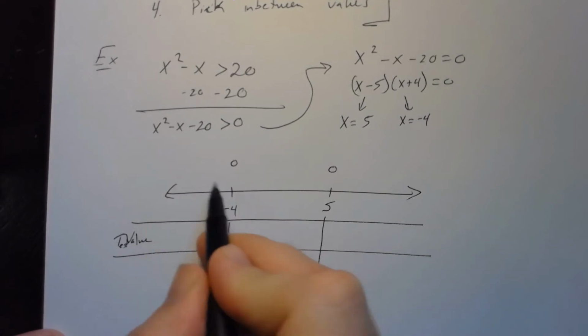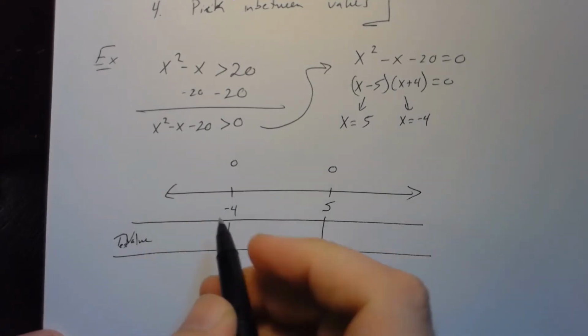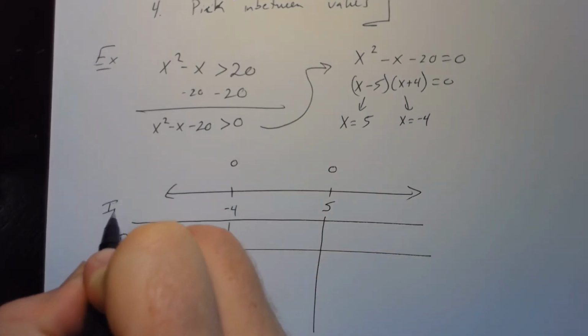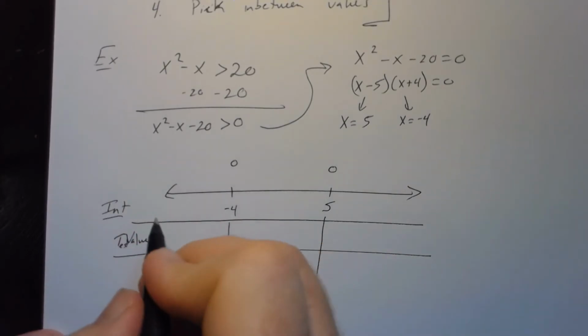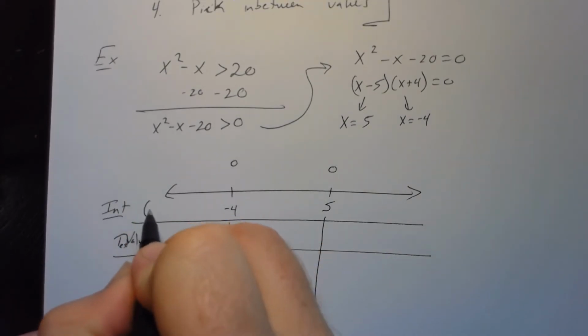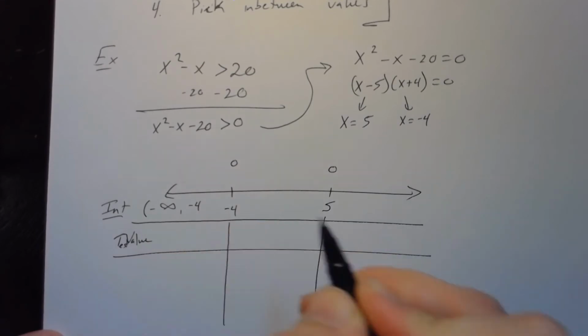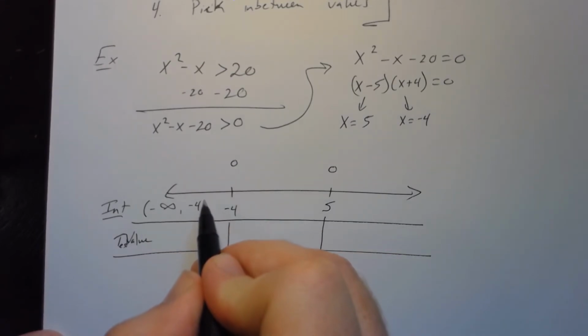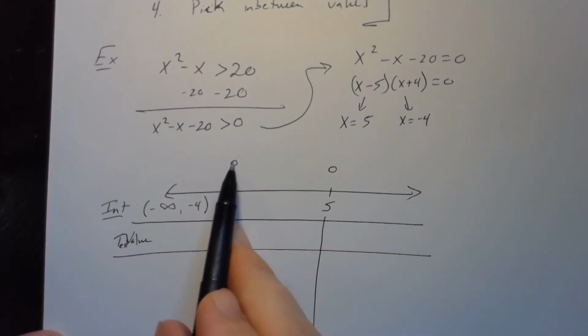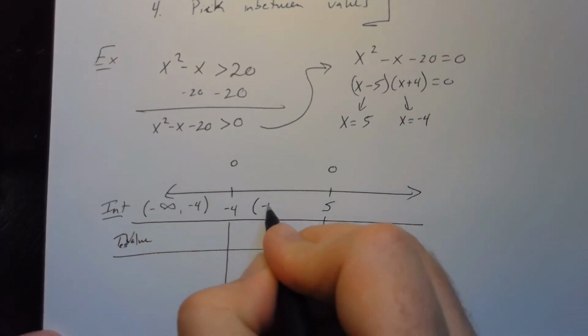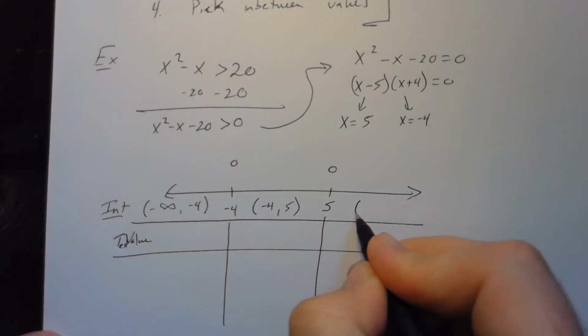Now, it might be difficult for us to better understand what's going on here. So up here, I'm going to write INT for the interval that each section is in. In this case, I'm going to go from negative infinity all the way to negative 4, and I should probably use an open parenthesis because, again, this value is not included. This one here is going to be negative 4 to 5, and then this will be 5 to infinity.